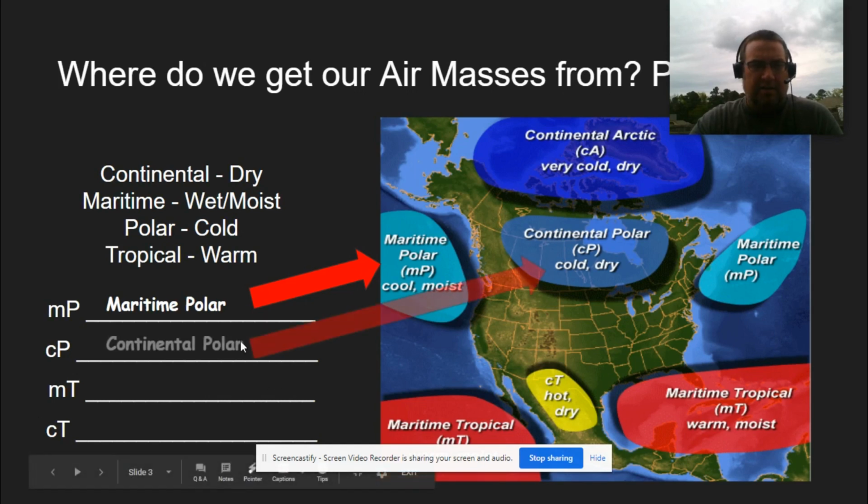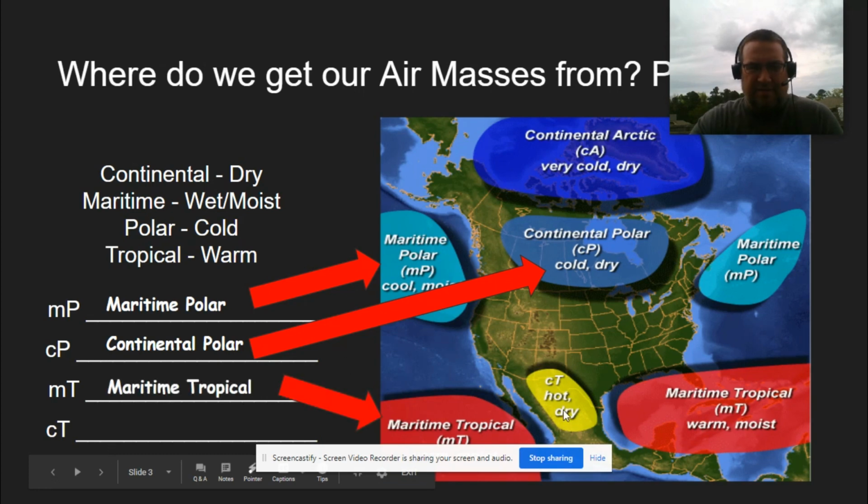All right, cP is our continental polar. This is going to be over northern areas, colder and drier because it's continental, because there's not much water to be pulled off the ground.